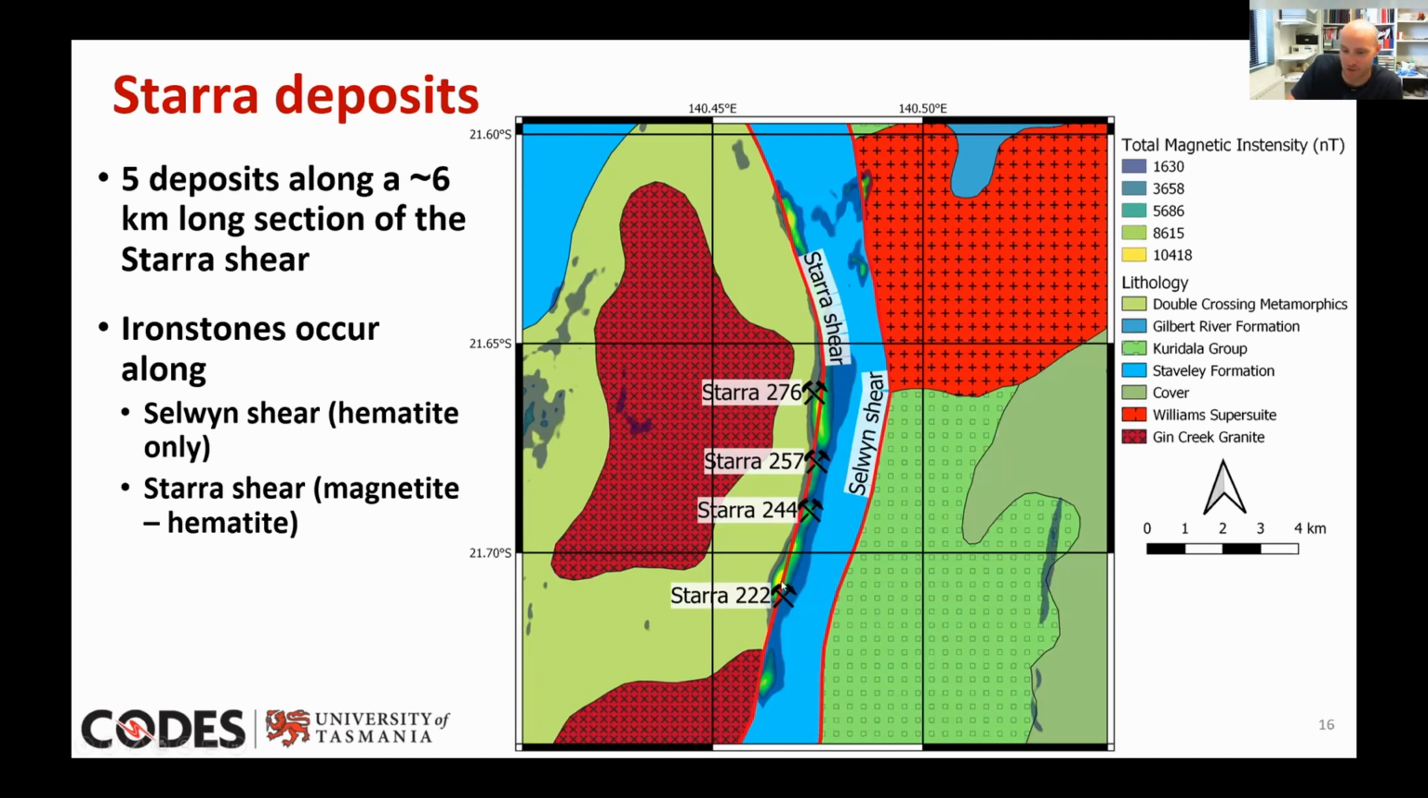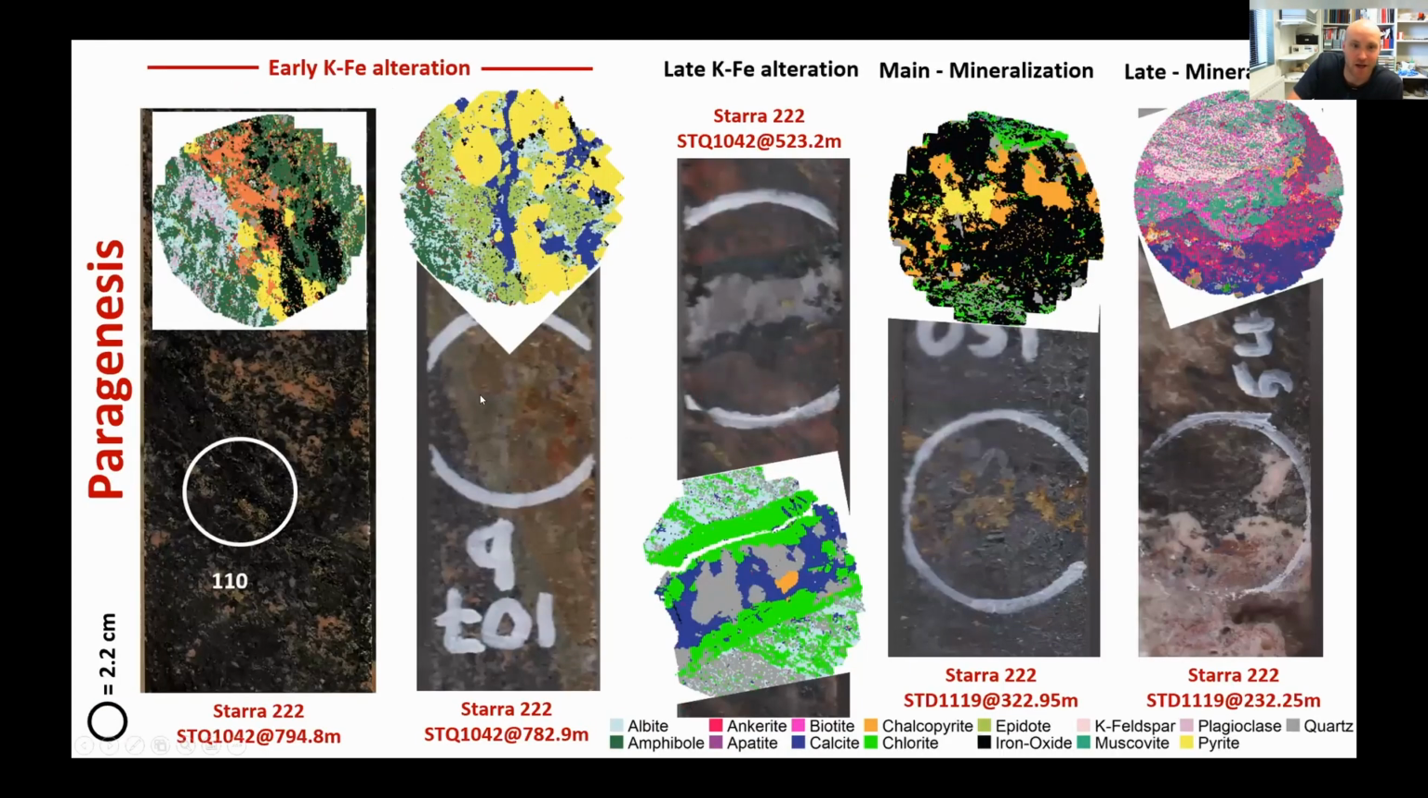And in this talk, I'm showing mostly rock photographs from Starra 222. The next slide. If you look at the paragenesis, early on we see a lot of amphibole here in dark green. We see some magnetite, which is the black color, some anhydrite in the orange color, together with pyrite. And all those minerals are overprinted here in bright blue by albite and some plagioclase.